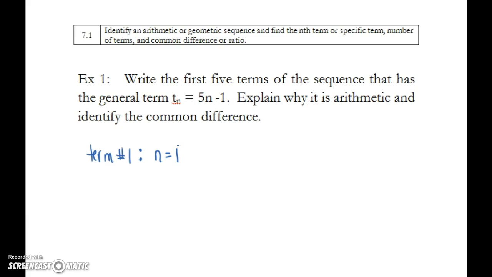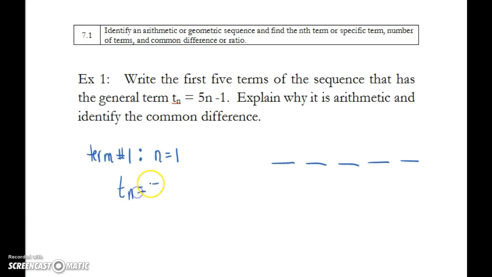So here we have our first term. It's not an actual term in our sequence. So here we have, let's say 1, 2, 3, 4, 5. It's not an actual term in our sequence, but it's counting which term number we are on. So to find our first term, n equals 1, we're going to plug 1 in for n.